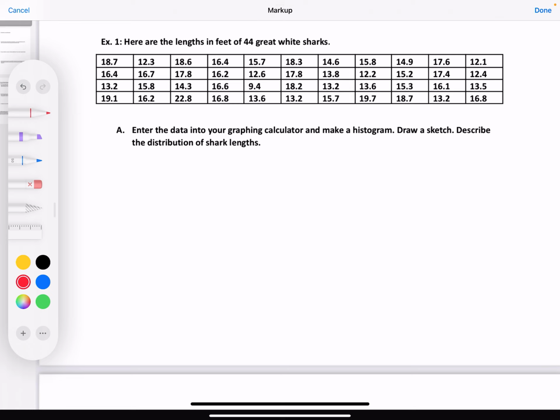If you hit y equals, if there's something in your y equals, you need to clear it. Yep, that's what it is. Did that do it? Yep. Okay. Thank you. So then copy down roughly what it looks like.